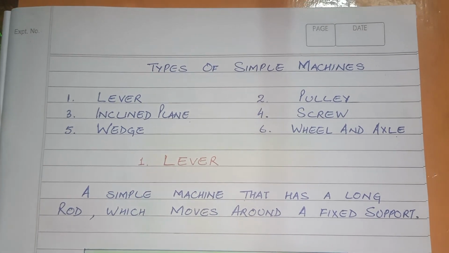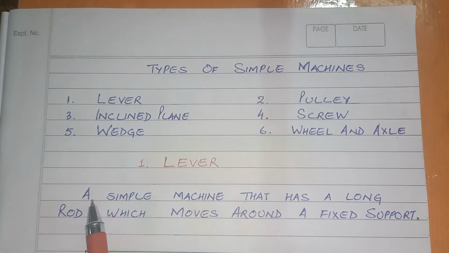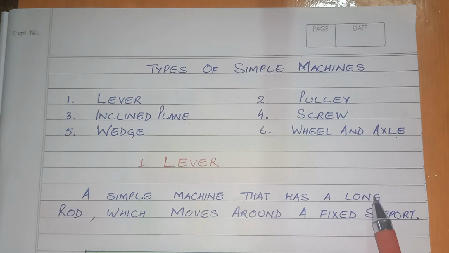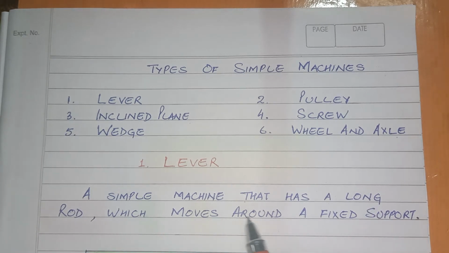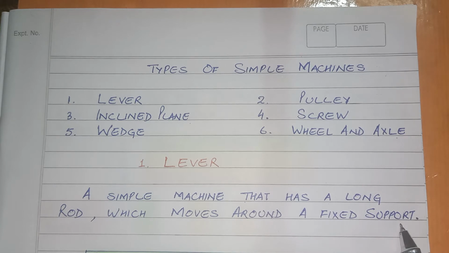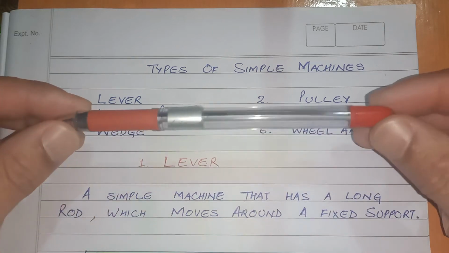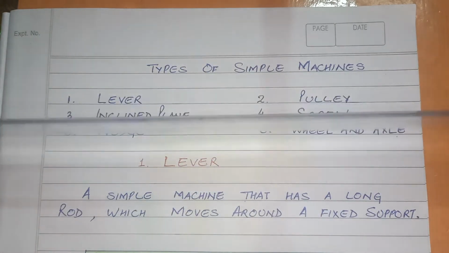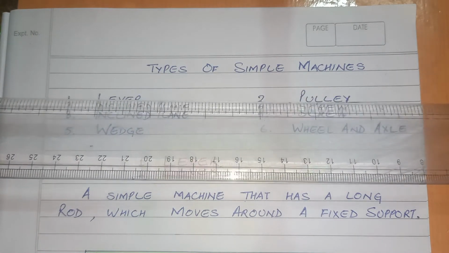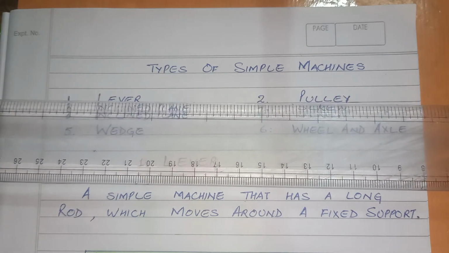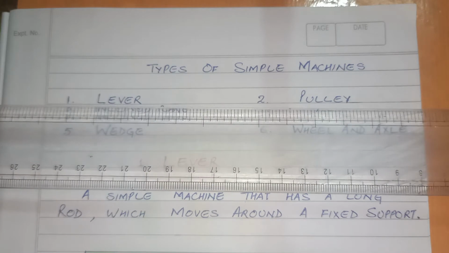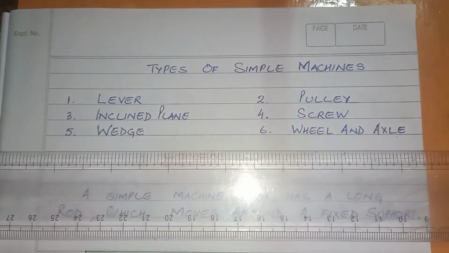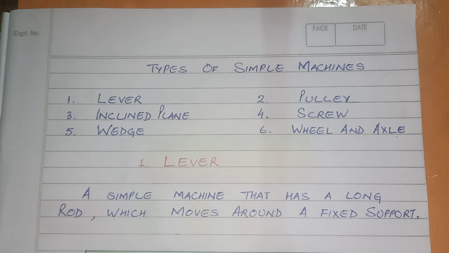So let us see what a lever is. A lever is a simple machine that has a long rod which moves around a fixed support. So a lever is basically a simple rod. We can make a lever out of this pen also. We can make a lever out of this scale also. This will act as a long rod, and it also moves around a fixed support. So we need to make a fixed support around which our rod moves. If we have that arrangement, then that particular simple machine is known as a lever.